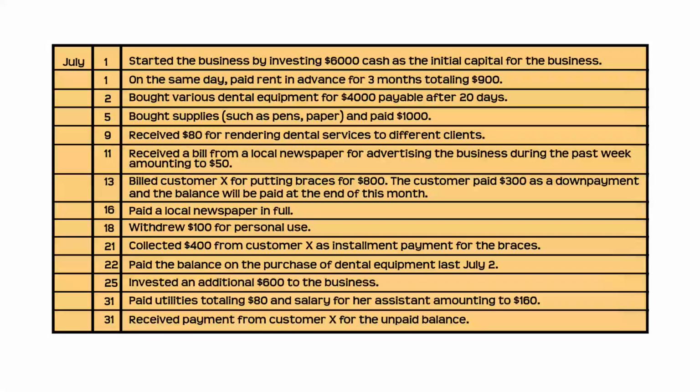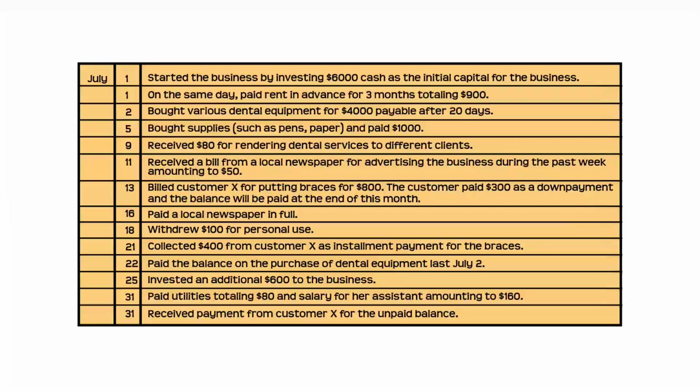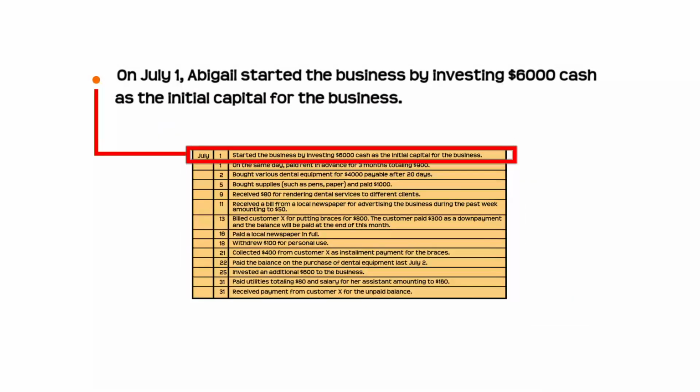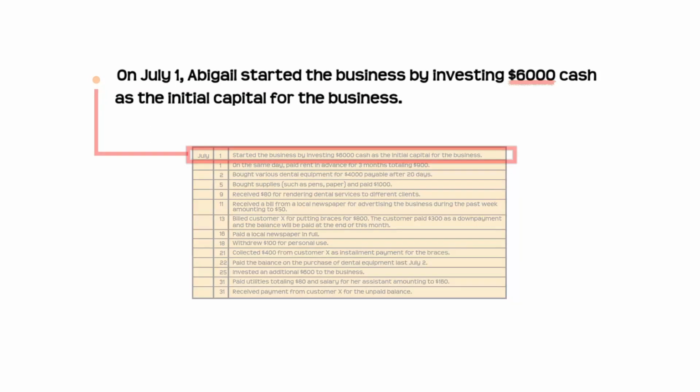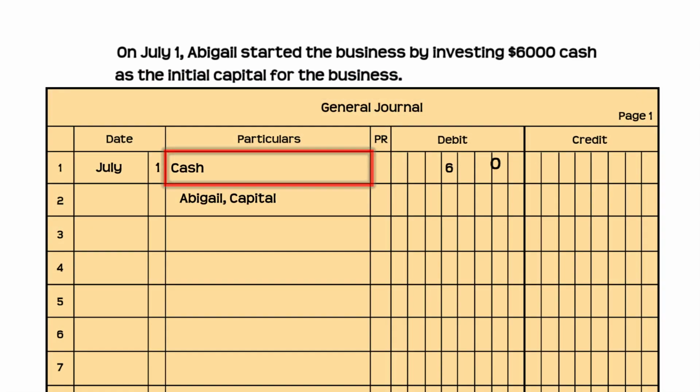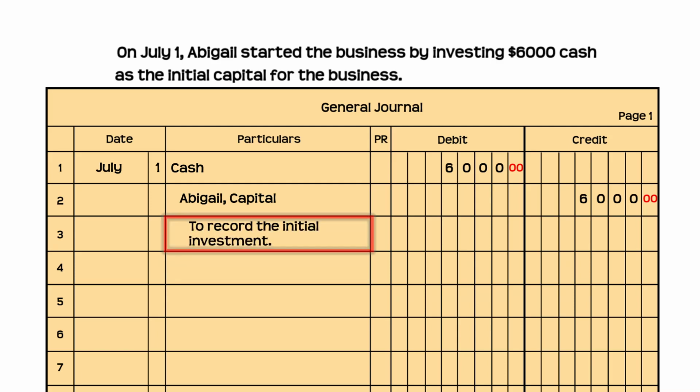Okay. Let's examine each transaction by journalizing it first. On July 1, Abigail started the business by investing $6,000 cash as the initial capital for the business. To journalize this transaction, you must debit cash to increase it and credit Abigail's capital account for $6,000. Then, the explanation part: to record the initial investment.